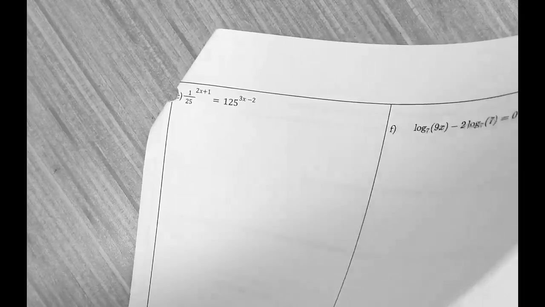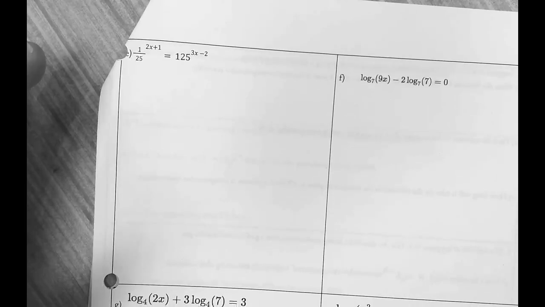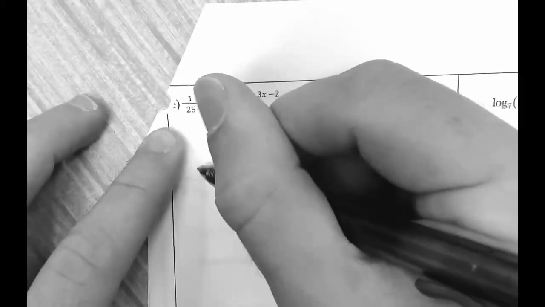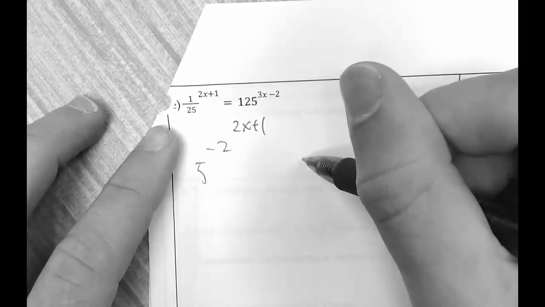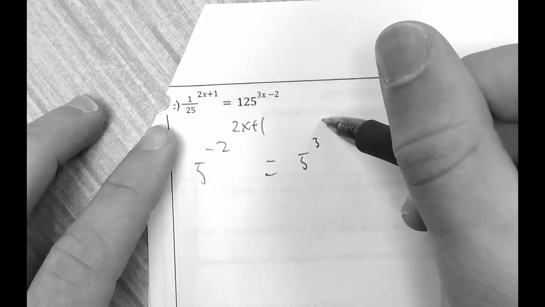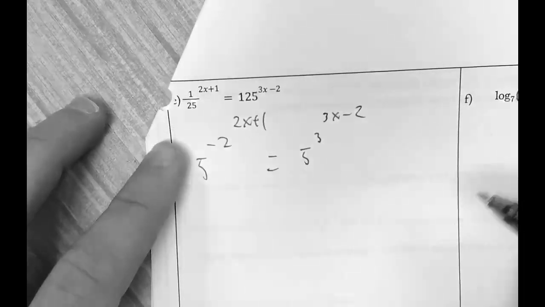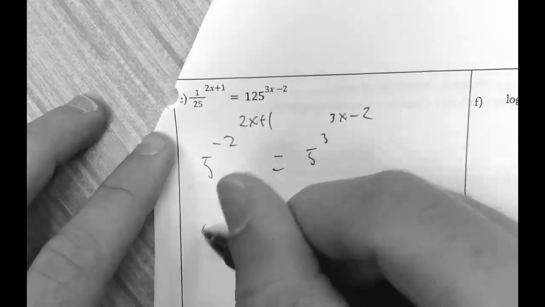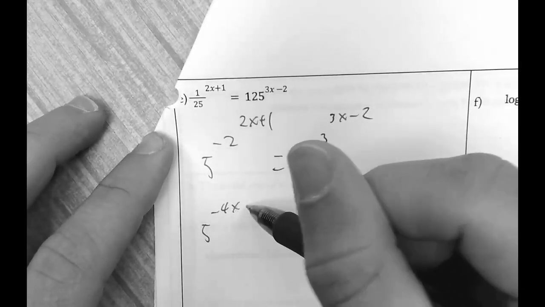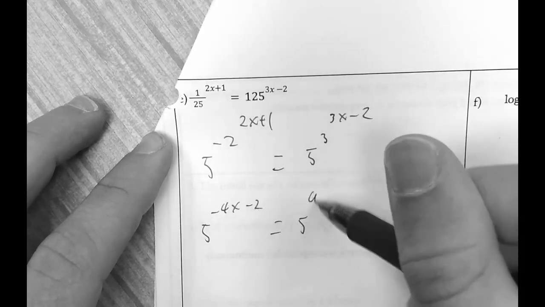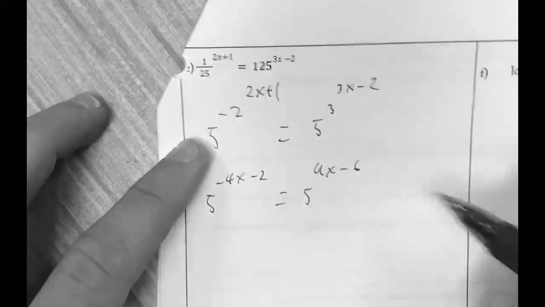Let's see what we're doing here. This is another exponential. This is the other type of exponential where the bases can be set to the same, and so we want to do that. So 1 over 25 is the same as 5 to the negative second to the power of 2x plus 1. And then we have 5 to the third to the power of 3x minus 2. We're going to multiply the exponents here, so we're going to get 5 to the negative 4x minus 2 equals 5 to the 9x minus 6, and then we're going to set those exponents equal to each other.